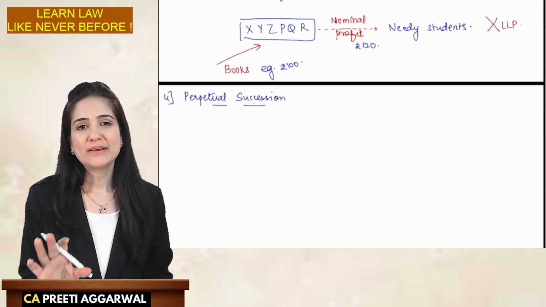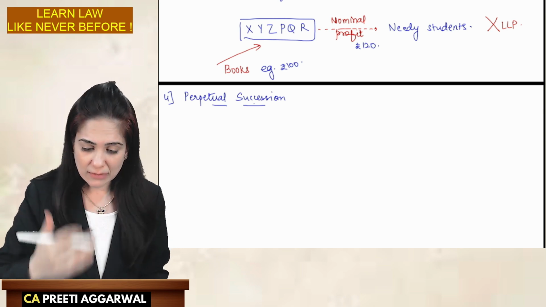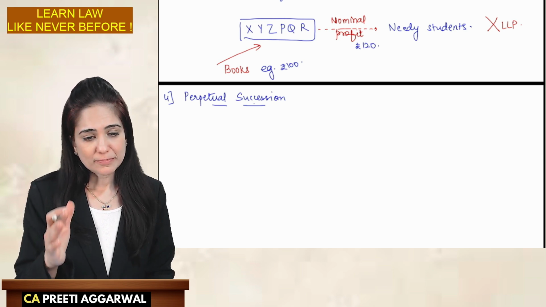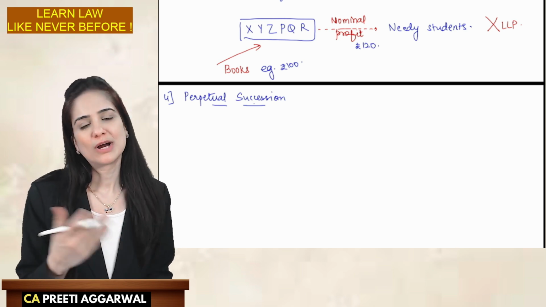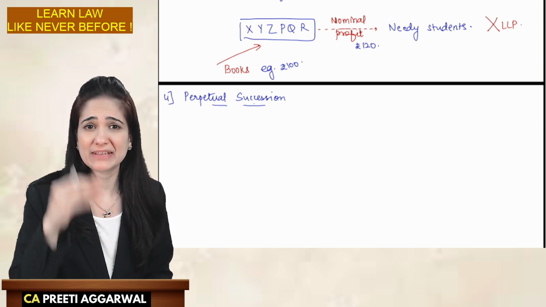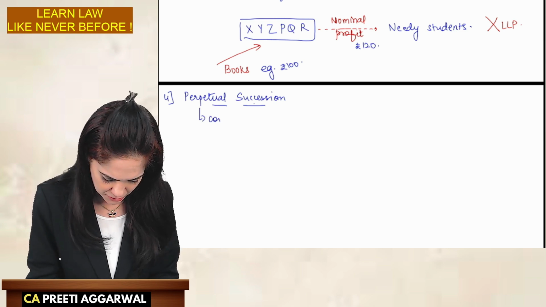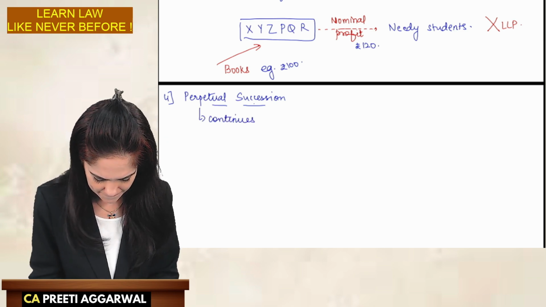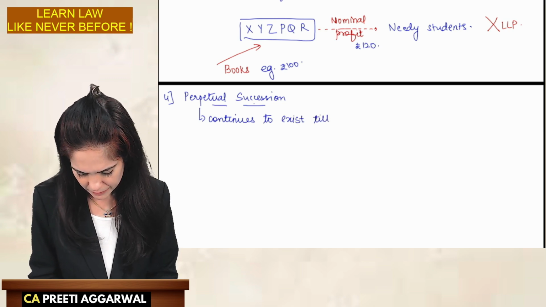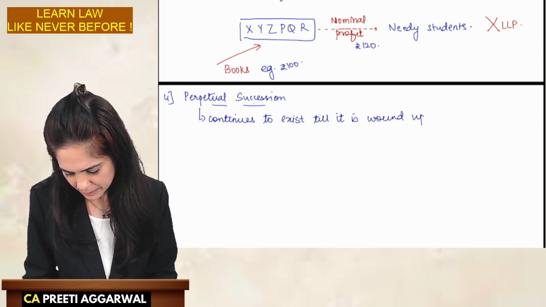An LLP continues to exist till it is wound up. See, it comes into existence by operation of law. It can cease to exist also by operation of law. It is not affected by death, insolvency, insanity, retirement of partners. So you can write: continues to exist till it is wound up.